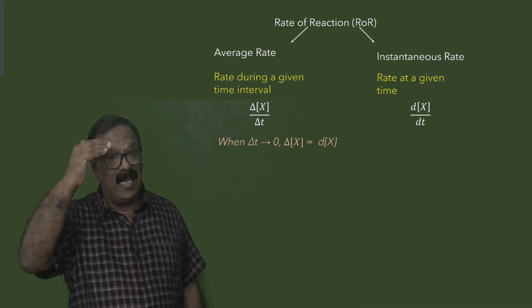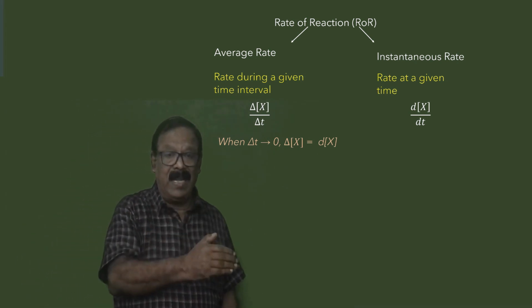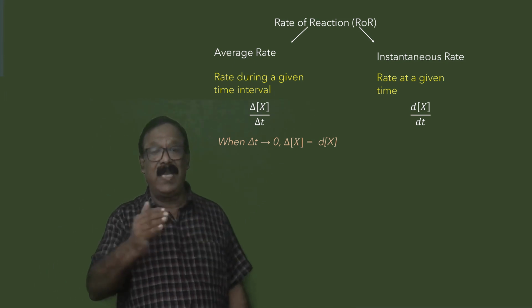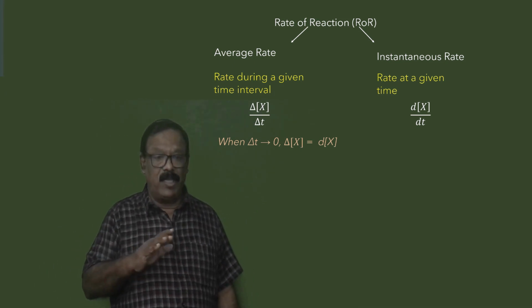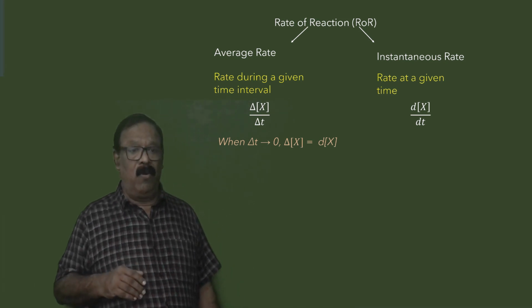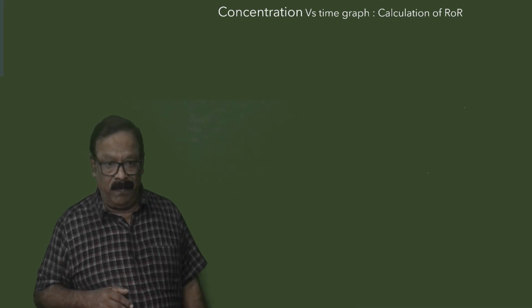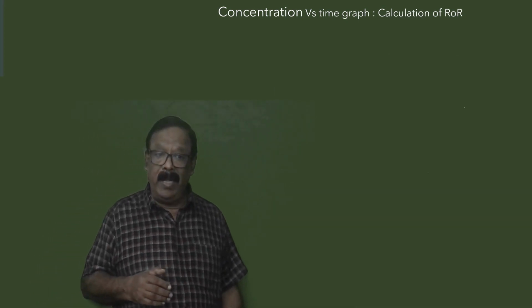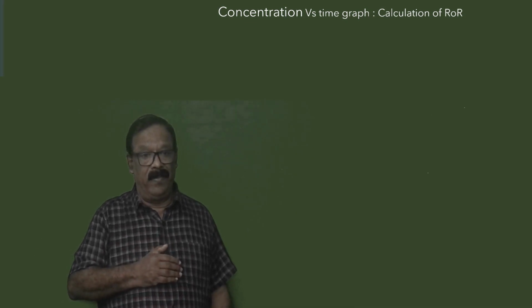Instantaneous rate is the rate at a given moment or given time. Average rate is the average of the instantaneous rate during a time interval. That is the difference between the two. Now, how will you measure the rate of reaction? It is by drawing a concentration time graph.